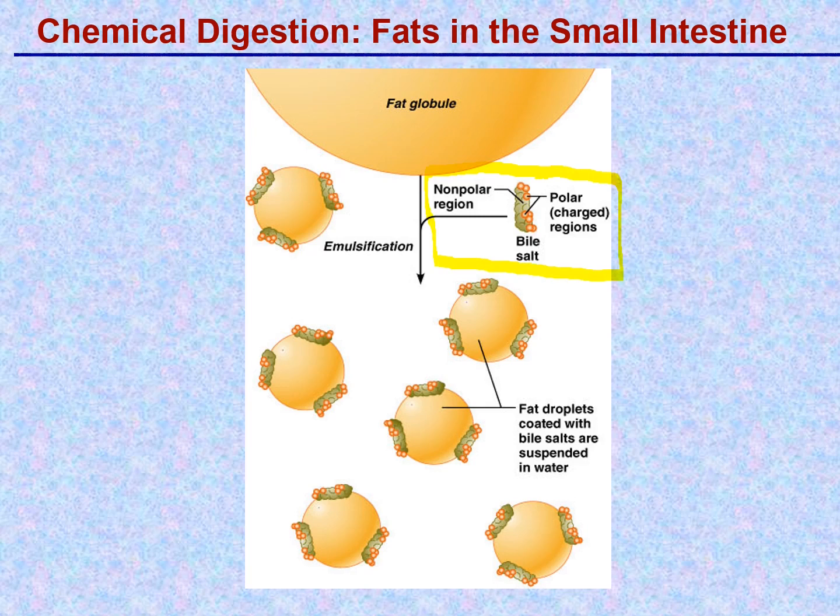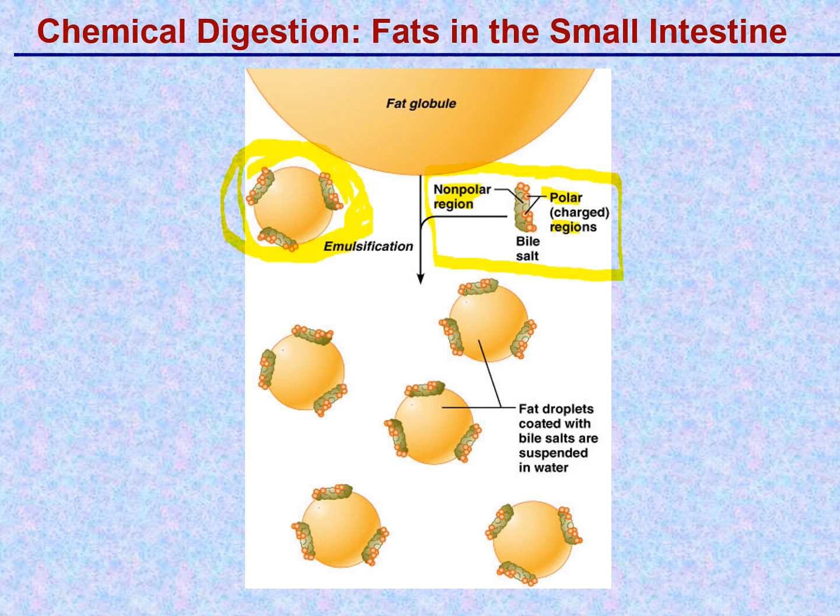Bile salts have both a polar and a non-polar region. There's the polar regions marked, the non-polar regions. This makes them amphipathic molecules. And they will attach via the nonpolar region onto the surface of fat droplets. In that way, you can get many, many small fat droplets. In other words, in that way, the fat can be emulsified.